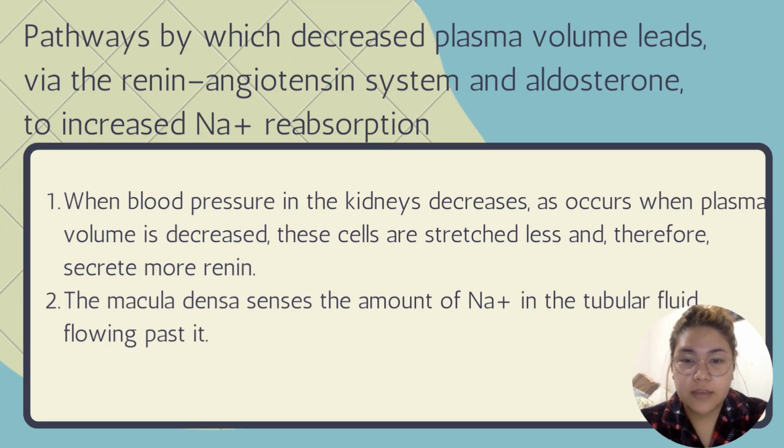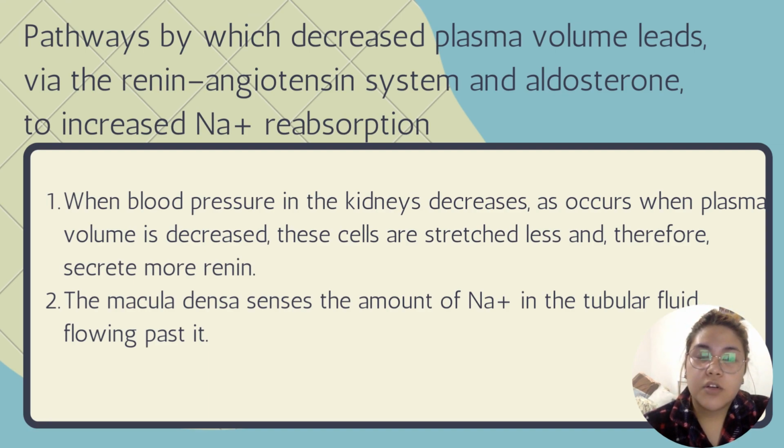So I will try my best to explain the pathways by which decreased plasma volume leads to the renin-angiotensin system and aldosterone to increase sodium reabsorption. The figure can be found in the ebook on page 512 for reference. So first, when the blood pressure in the kidneys decreases, as occurs when plasma volume also decreases, the cells are stretched less and therefore secrete more renin.